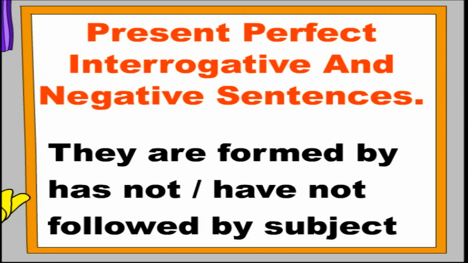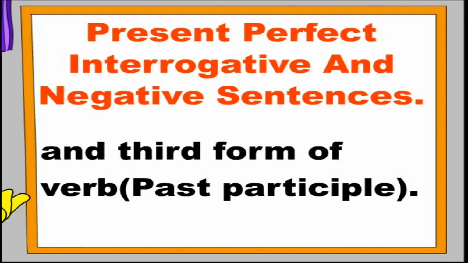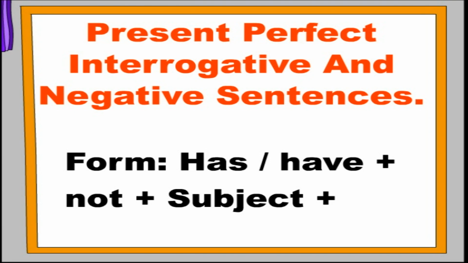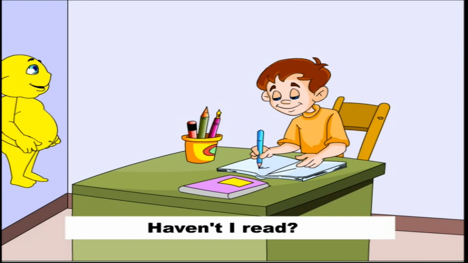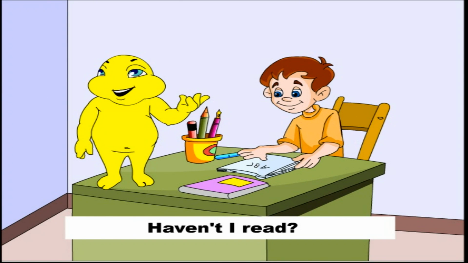Present perfect interrogative and negative sentences. They are formed by has not, have not, followed by subject and third form of verb, past participle. Form: has, have, plus not, plus subject, plus third form of the verb, past participle. Examples: Haven't I read?